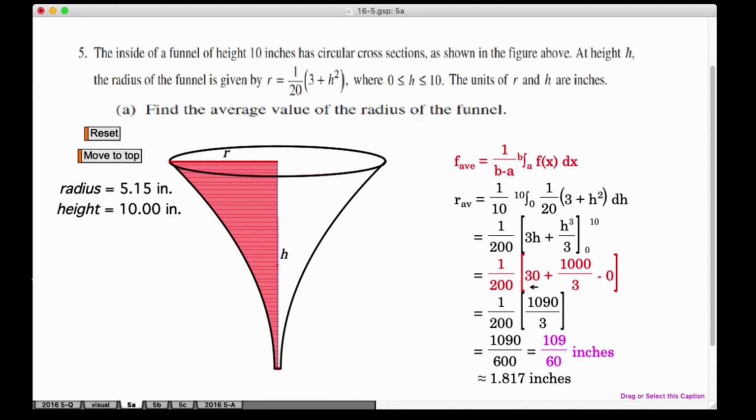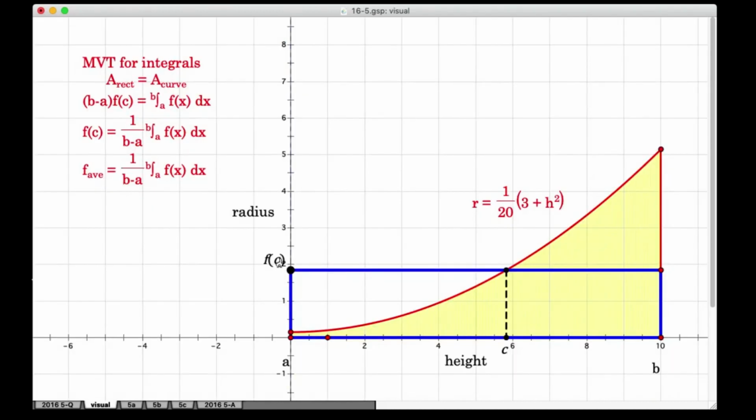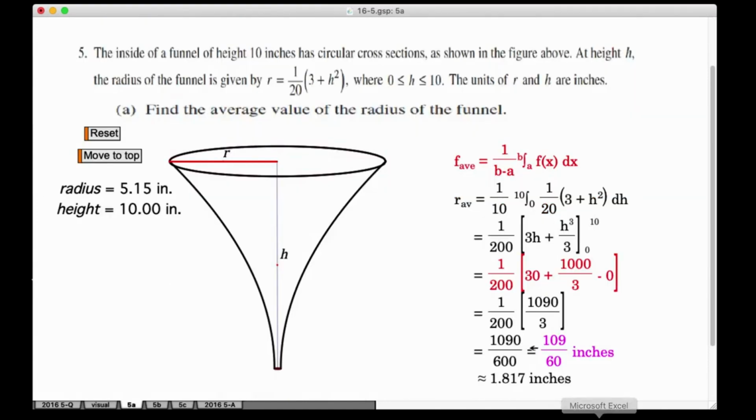Now you can clean this up. So this is really 90 thirds, so this is 1,090 thirds. So here it is here. If I clean this up, I get 1,090 over 600, or 109 over 60. Now, I approximated this on a calculator just to see how close we were. It says the average radius was 1.817. When we did it on the picture over here, we said it looked like it was close to 2. Well, 1.817 is right about there, so it's very close. That's a good way to estimate, and you can see we got it correct.